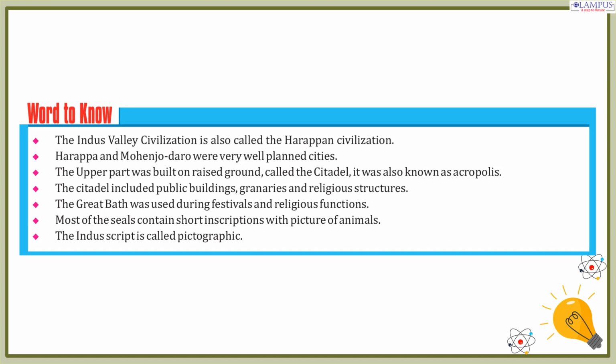The citadel included public buildings, granaries and religious structures. The Great Bath was used during festivals and religious functions. Most of the seals contain short inscriptions with pictures of animals. The Indus script is called pictographic.